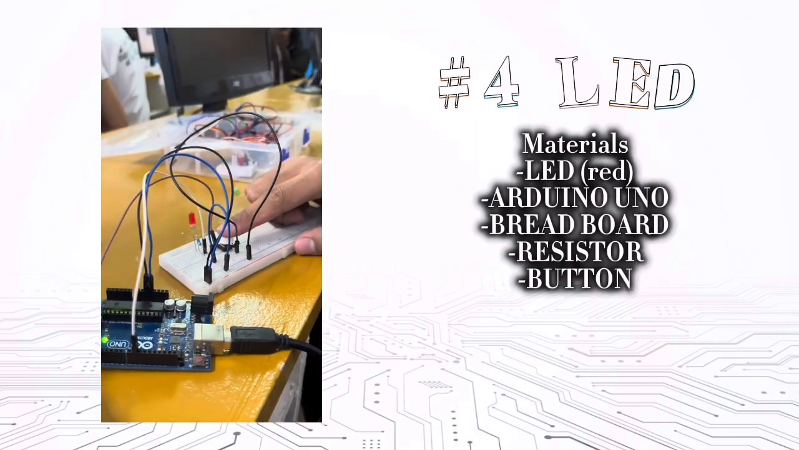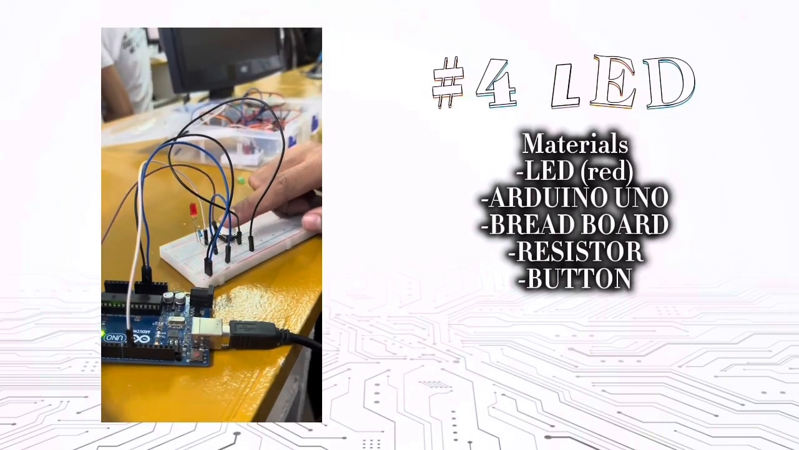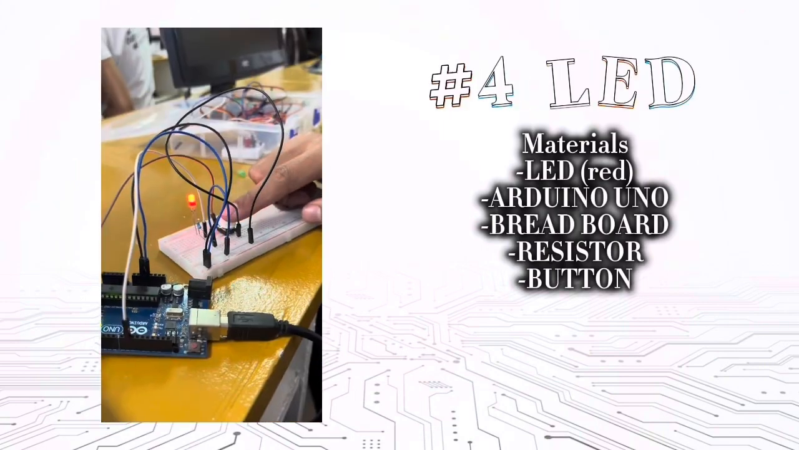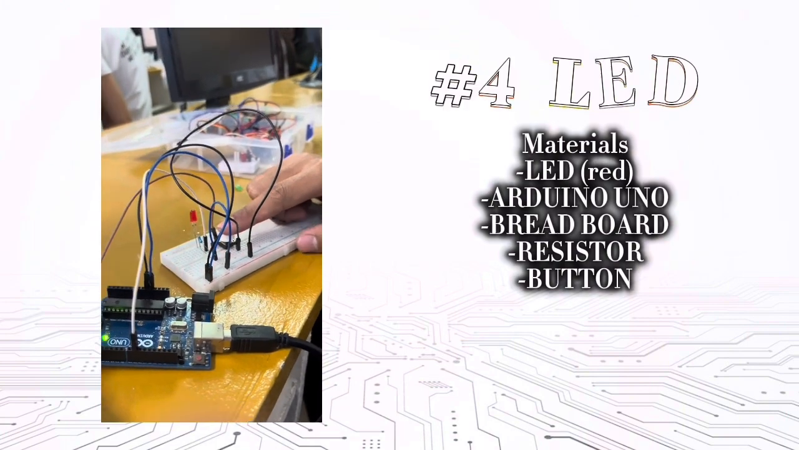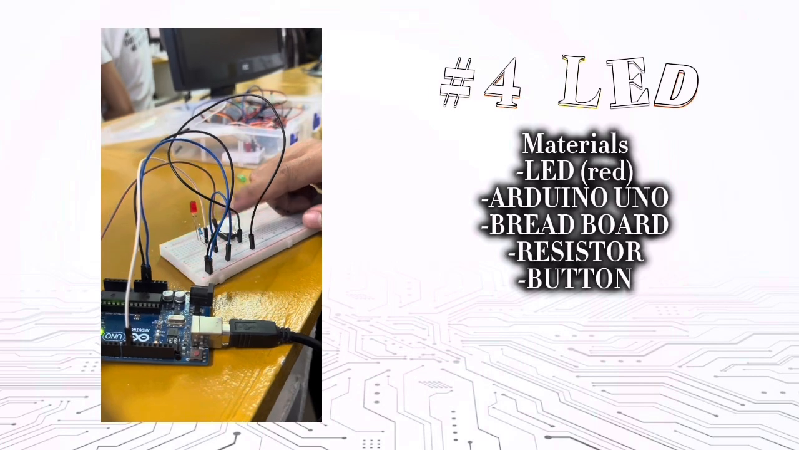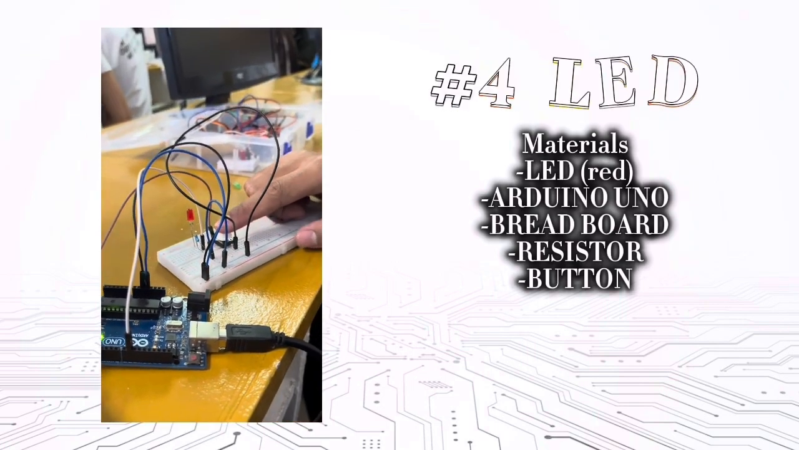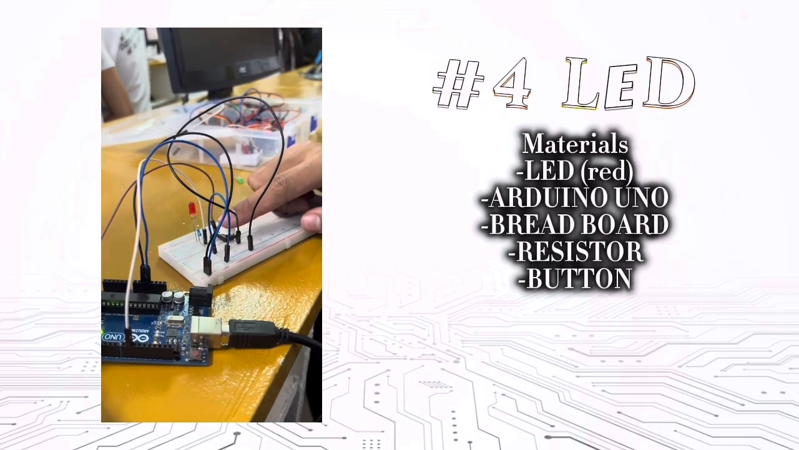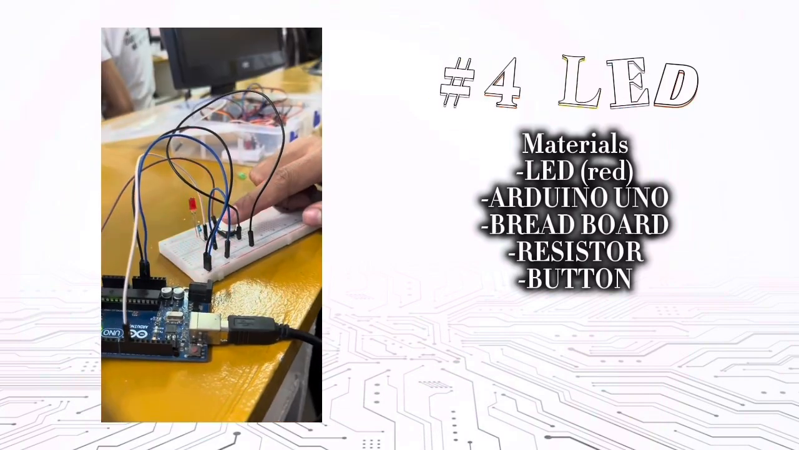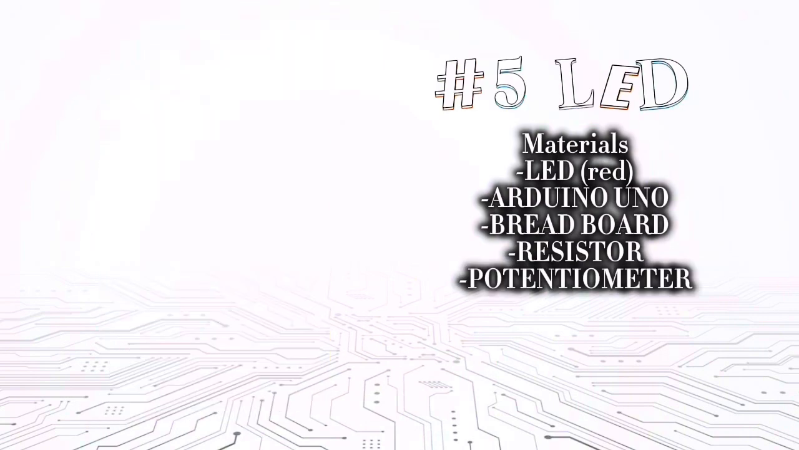LED 4. Materials: LED, red, Arduino Uno, breadboard, resistor, button. In this task, we made an Arduino circuit where the LED lights up when a push button is pressed. This activity demonstrates how to use the input button and the output LED components together. It shows how Arduino can respond to users' actions by detecting when the button is pressed.